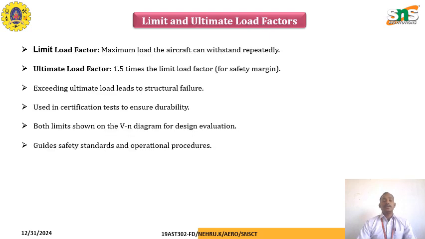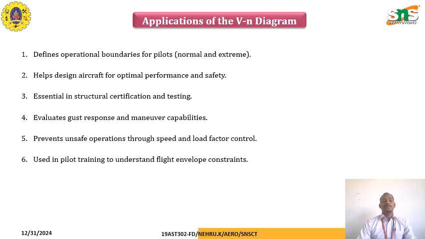Next, the limit and ultimate load factors. The limit load factor is the maximum load the aircraft can withstand repeatedly, and the ultimate load is 1.5 times the limit load factor, maintaining a safety margin. Exceeding the ultimate load leads to structural failure; it is used in certification tests to ensure durability. Both limits are shown on the VN diagram for design evaluation, guiding safety standards and operation procedures.